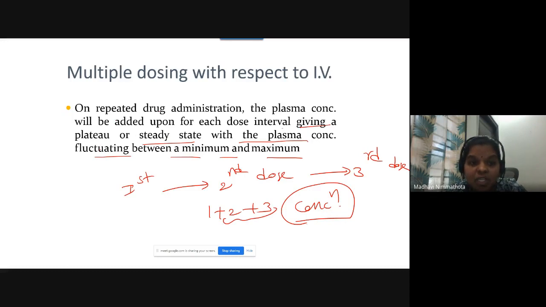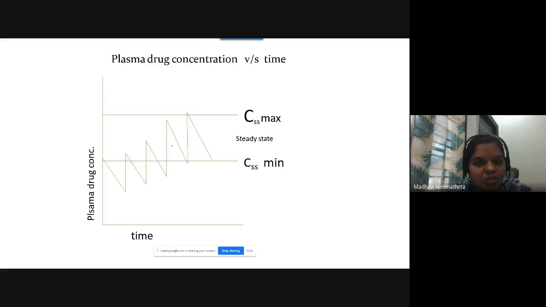So see, on repeated drug administration, the plasma concentration will be added upon for each dosing interval. It will give you a steady state with the plasma concentration. This steady state can be fluctuating between the minimum and maximum. See here how it will be fluctuating. When you plot a graph between time versus plasma drug concentration, we have a minimum and we have a maximum. This is CSS and this is also CSS. CSS is nothing but steady state.